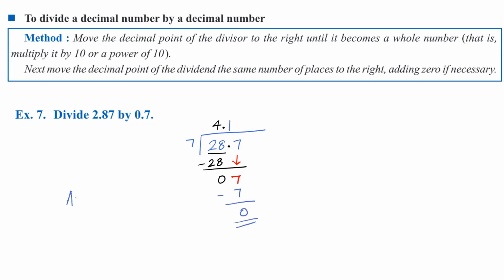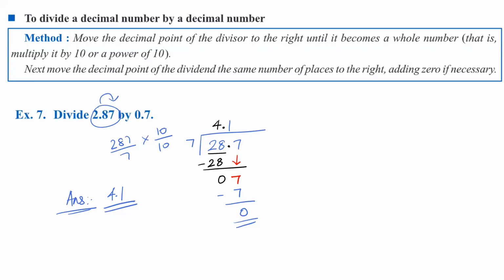So what is the answer here? The answer will turn out to be 4.1. So that is the method. Whenever you have two decimal numbers, always ensure that the divisor is a whole number. First convert the divisor into a whole number, and by however many decimal places you shift, always ensure the same is done for the dividend. Or write it in fraction form, then multiply numerator and denominator by the same power of 10.